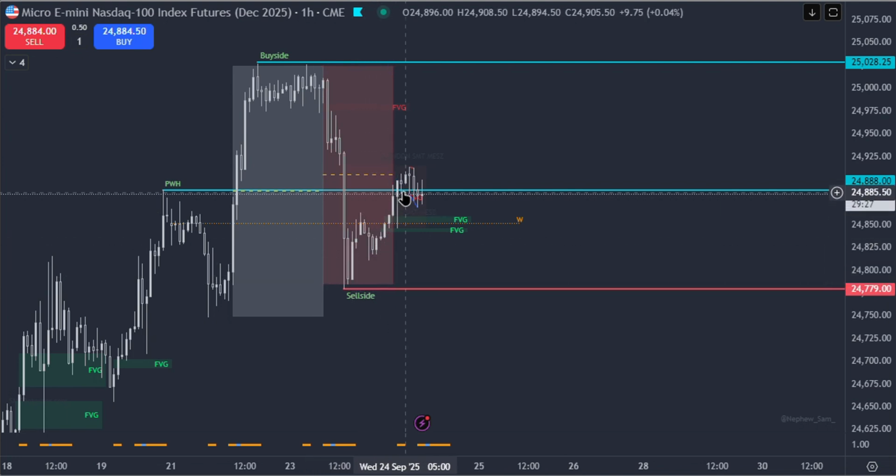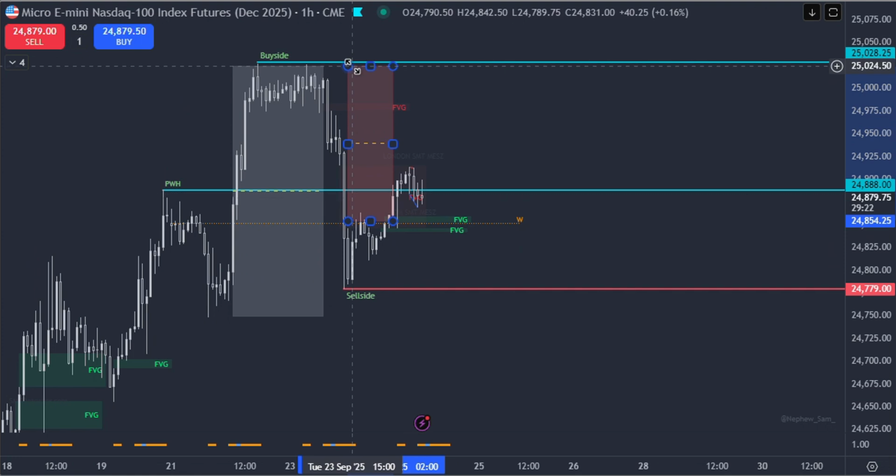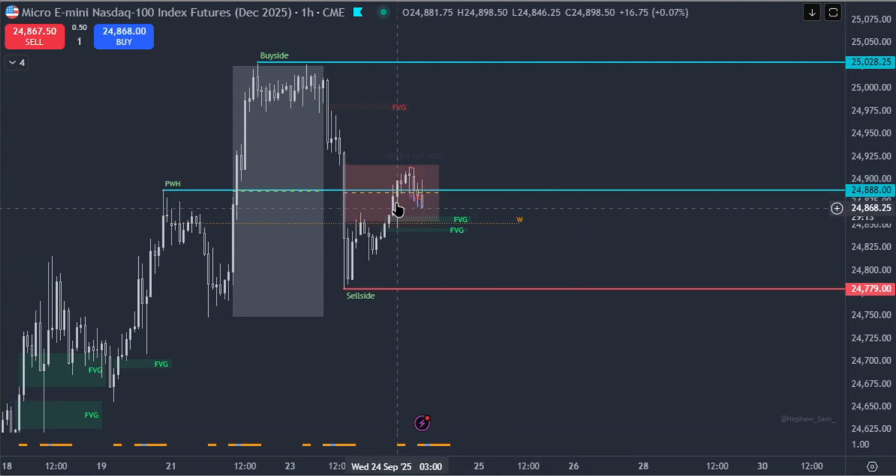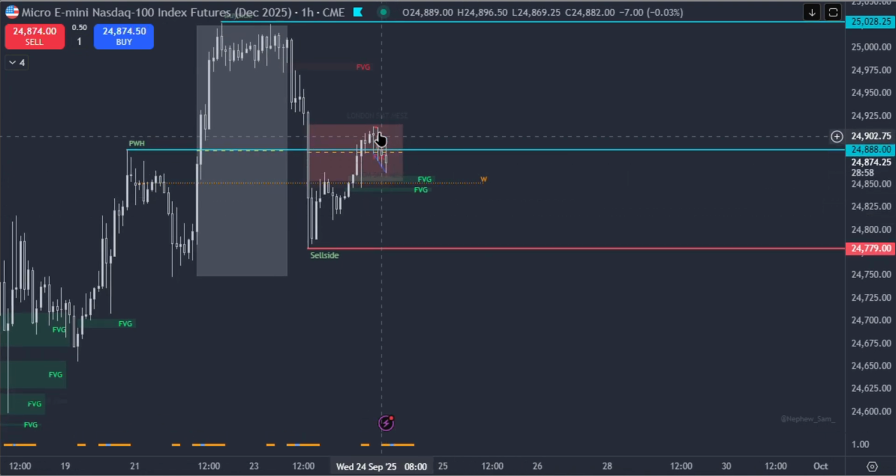So we're going to retrace into internal liquidity. Fair value gaps are considered internal liquidity, right? So I'm looking to reject off of here. This is a previous day low. So I'm looking for this to be sell side. And I will look for some sort of entry here. Looks like it's 931.